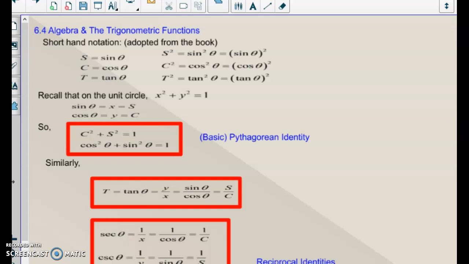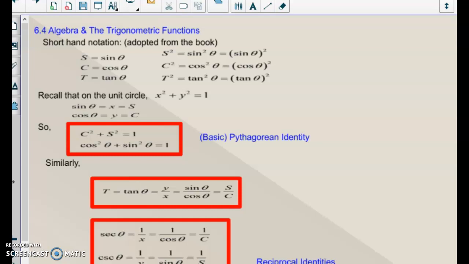Here we are on section 6.4 where we're going to do some algebra with trig functions. We have some shorthand notations where we use S for the sine and C for the cosine and T for the tangent, S squared for sine squared, cosine squared, tangent squared.